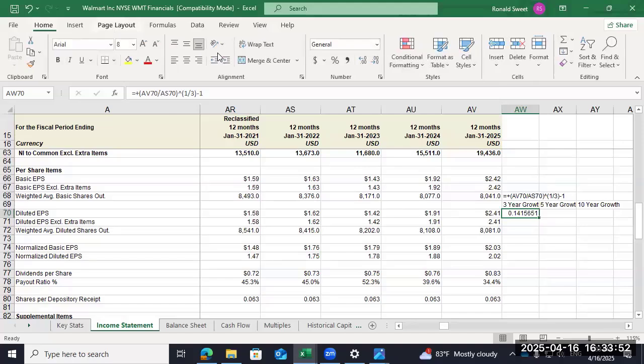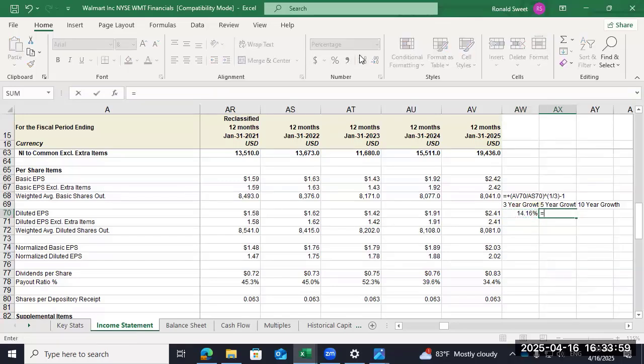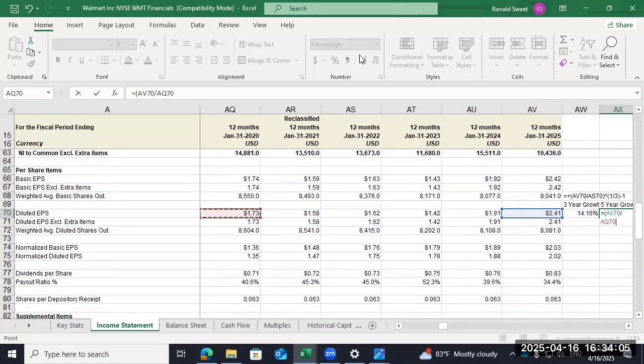That's really strong. They have had a great year after a rough year a couple years ago. We do the 5 year, same thing. That divided by how many years back do I go? 6 years, so 5 columns, raised to the 1 divided by 5, minus 1.